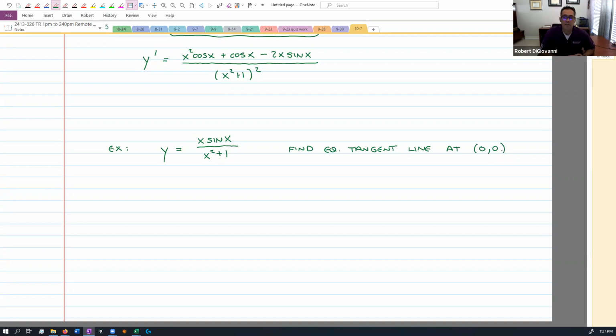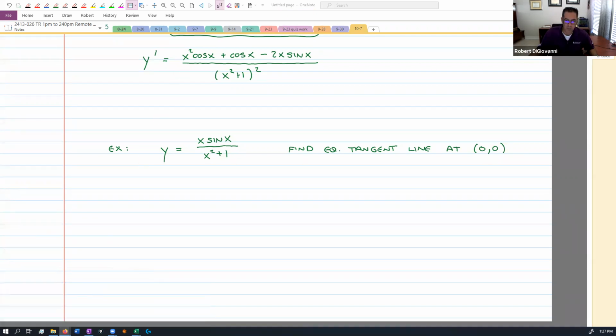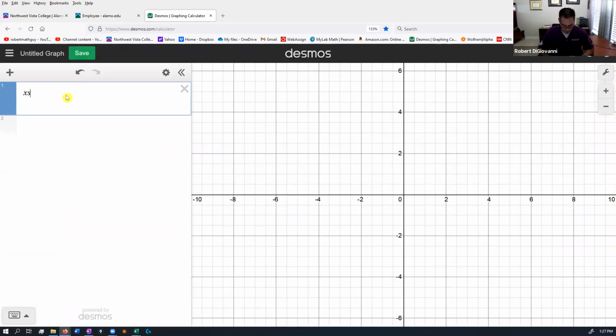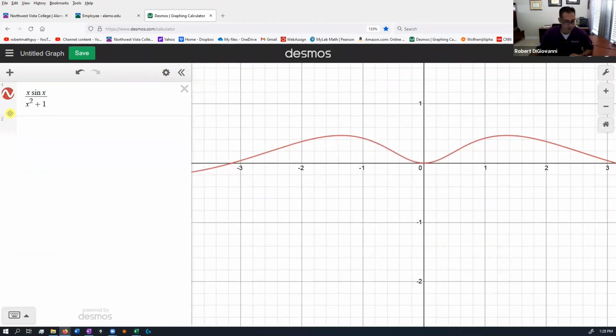All right, so I'm given a curve, right? And we want to know the equation of the tangent line at that point 0, 0. Let's go take a look at the graph. Just curious to see what it looks like. We have x sine x over x squared plus 1. That's going to be a boring answer, but there it is. There's the graph of the function. And we're going to go to the point 0, 0 and find the equation of the tangent line. It looks like it's going to be flat, right? So I'm thinking the equation of this tangent line is just going to be y equals 0. But let's keep going, all right?